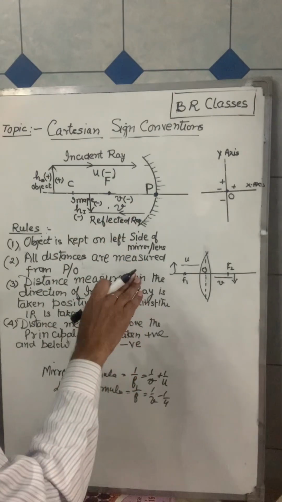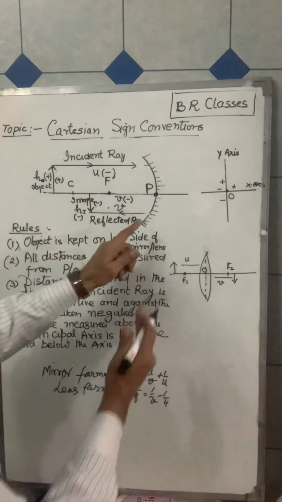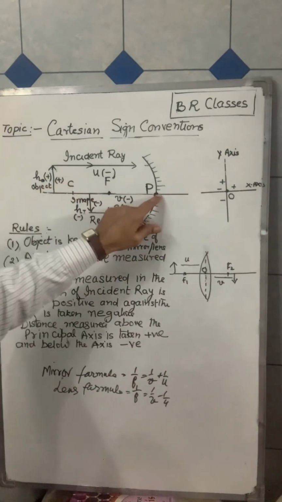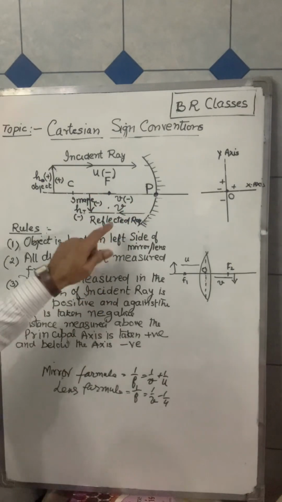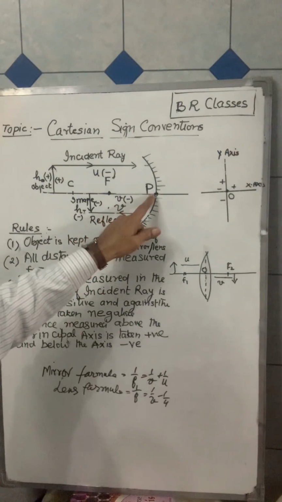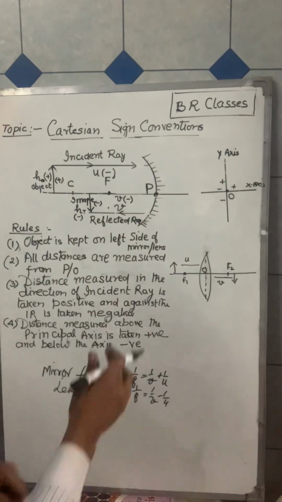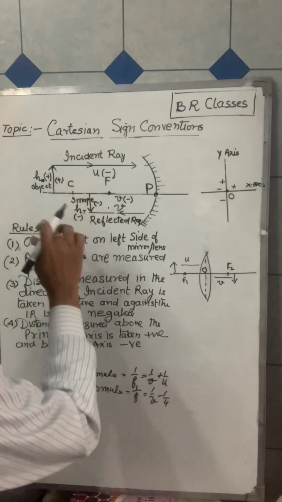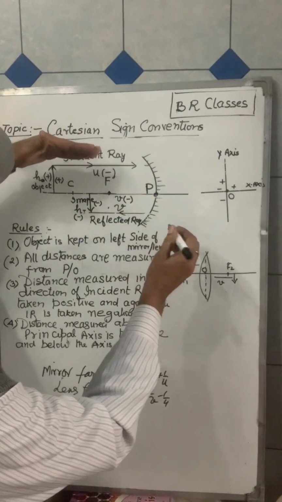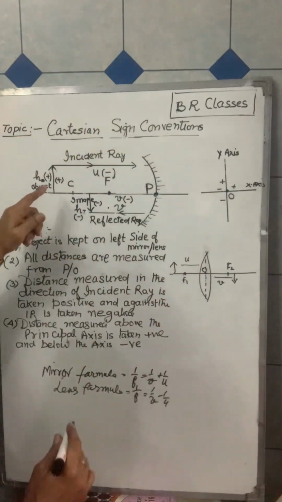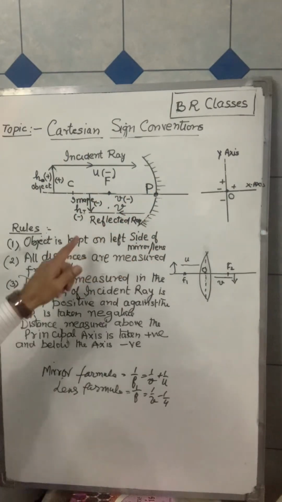Now I want to know the distance between the image and the pole. This distance is symbolized as V. If I want to know V, I will start from the pole and go towards the image, and here I am going against the direction of the incident ray, and the distance measured against is negative.